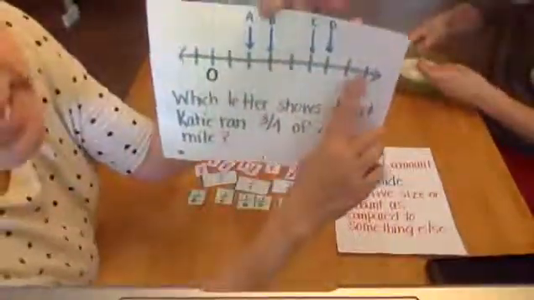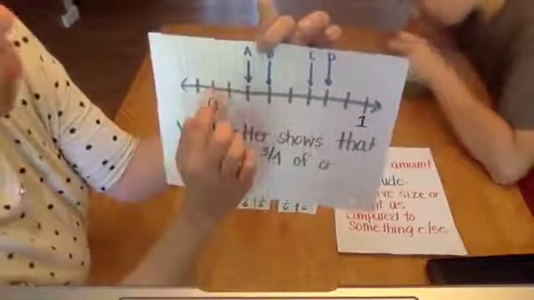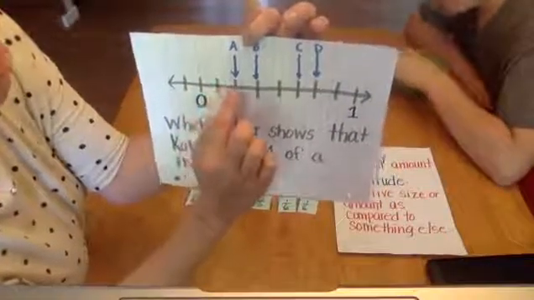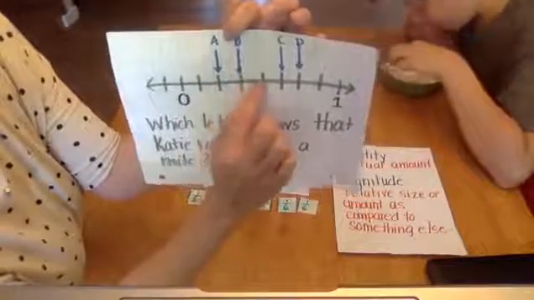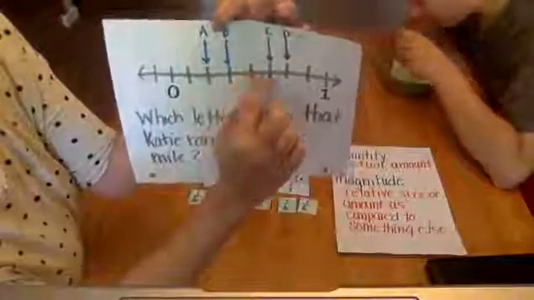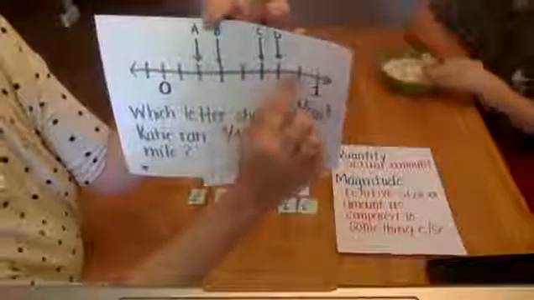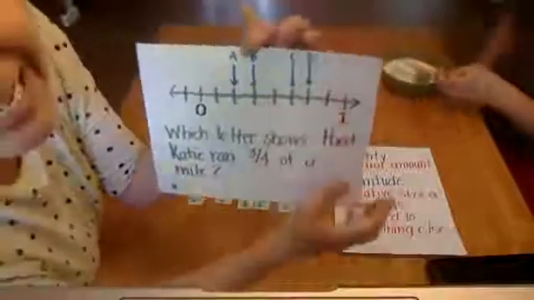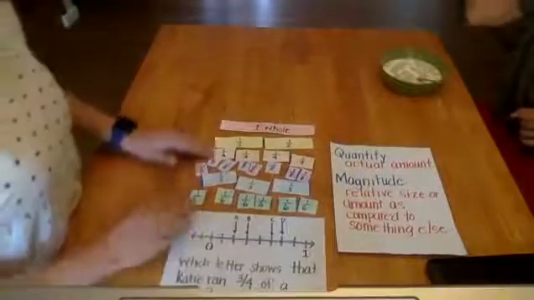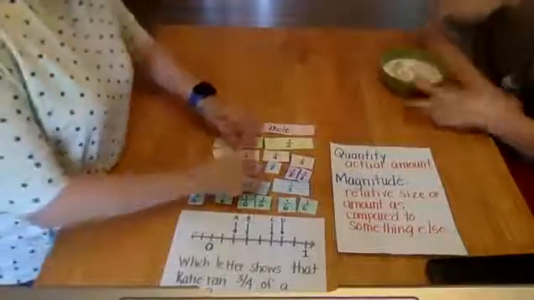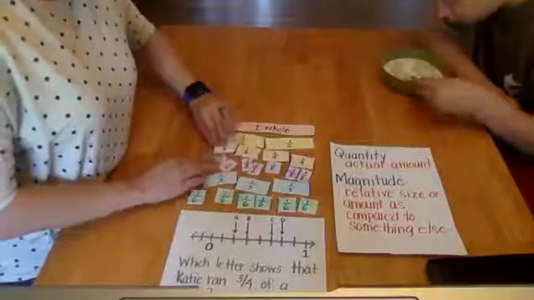So let's look. I'm going to count from 0 to 1. I'm going to count how many equal areas I see. Are you ready? 1, 2, 3, 4, 5, 6, 7, 8. I have 8 equal areas. So that means that this mile is broken up into 8s.